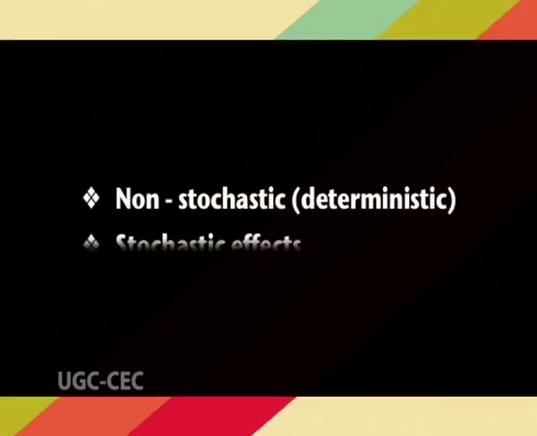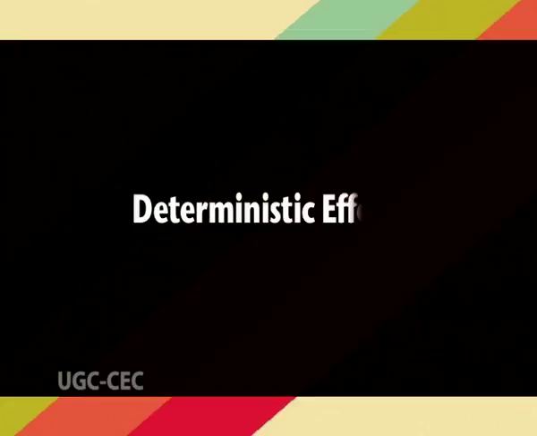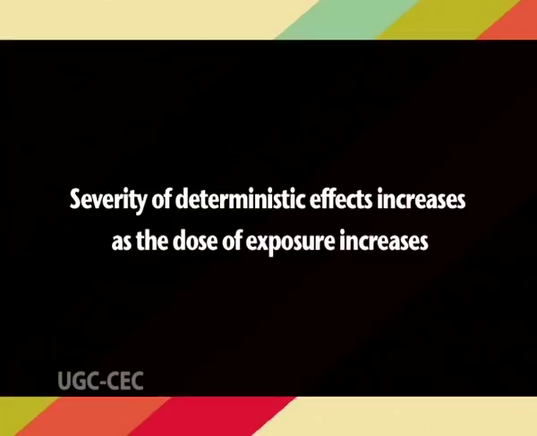The deleterious effects of ionizing radiations on human tissue can be divided into two types, non-stochastic or deterministic and stochastic effects. First, deterministic effects. Deterministic effects only occur once a threshold of exposure has been exceeded. The severity of deterministic effects increases as the dose of exposure increases. Deterministic effects are caused by significant cell damage or death. The physical effects will occur when the cell death burden is large enough to cause obvious functional impairment of a tissue or organ.